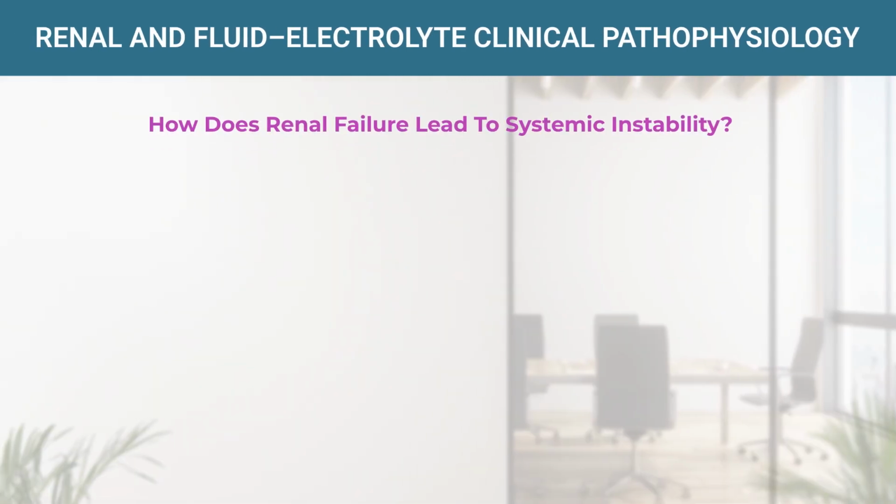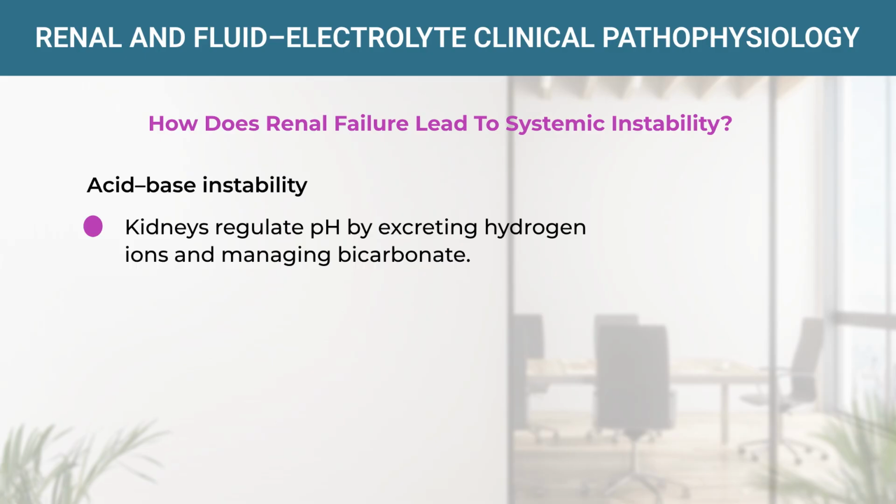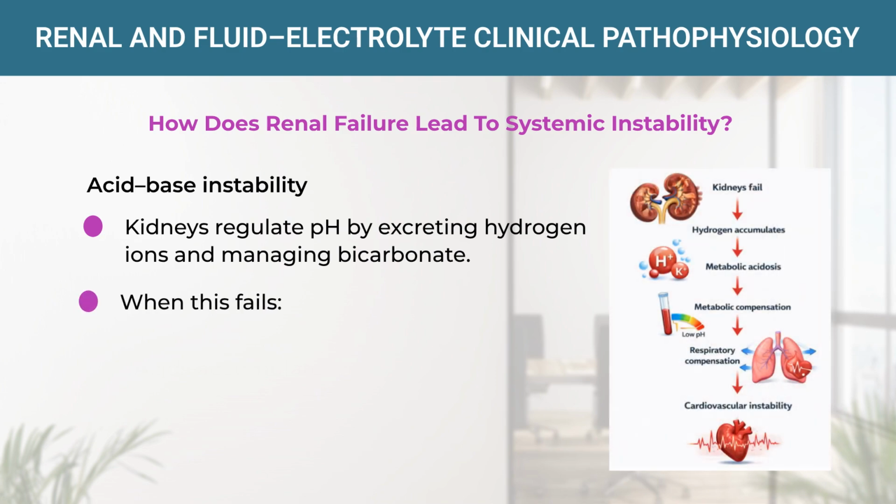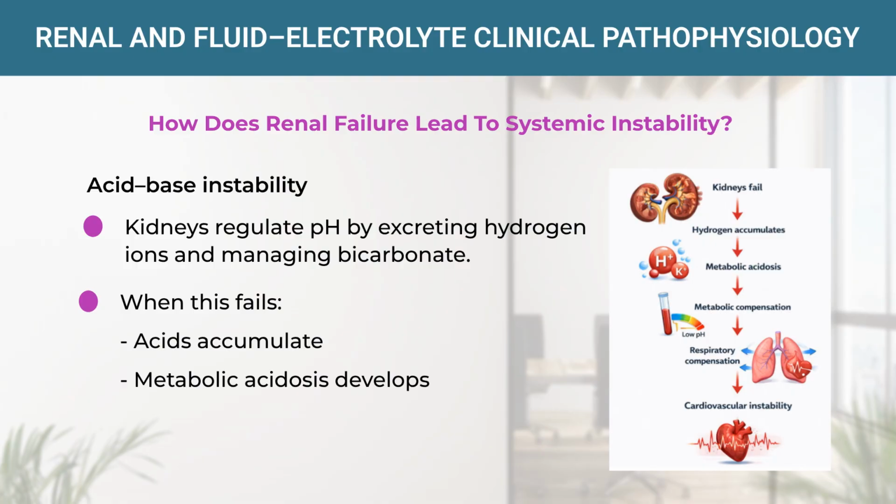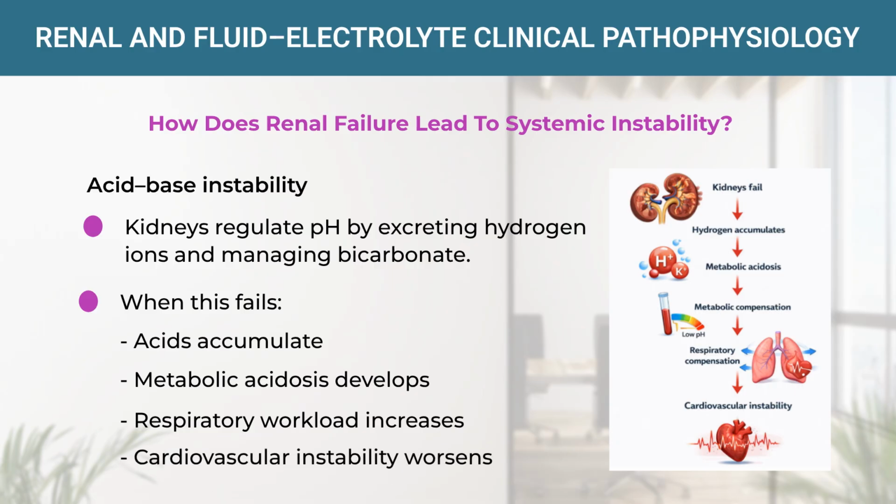Now, how does renal failure lead to systemic instability? When kidney regulation fails, the effects extend beyond the kidneys. In acid-base instability, kidneys regulate pH by excreting hydrogen ions and managing bicarbonate. When this fails, acids accumulate. Metabolic acidosis develops. Respiratory workload increases, and cardiovascular instability worsens.